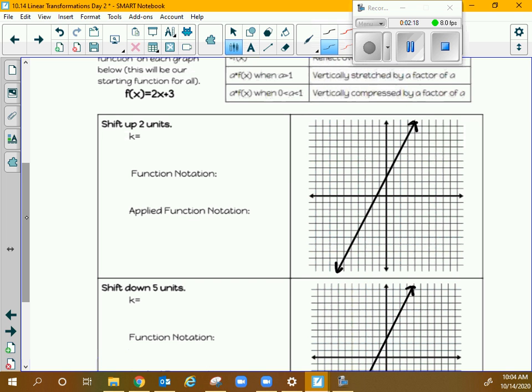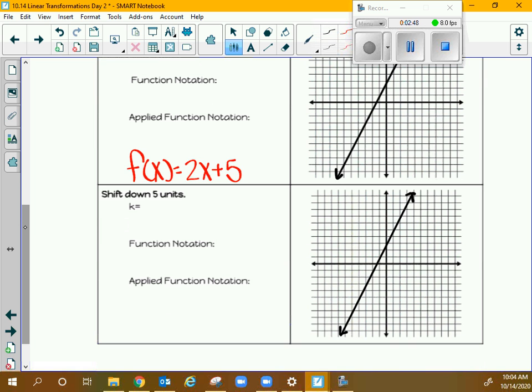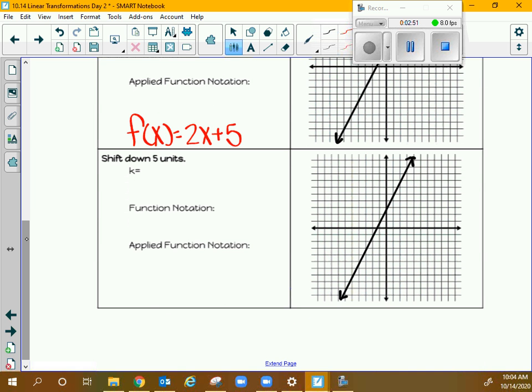We know based on yesterday that if I took f of x equals 2x plus 3 and shifted it up 2 units, my new function is 2x plus 5. Everybody agree with that? Go ahead and write it. If I was going to take my original function 2x plus 3 and shift it down 5 units, based on what we talked about yesterday, what would my new function be? 2x minus 2. But that's just after the transformation has been applied.